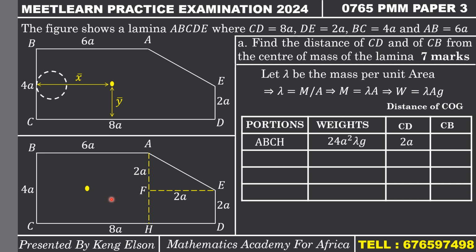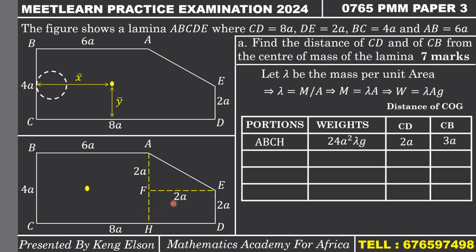We fill that in the table. Now, the distance from CB is a horizontal distance, which is 6a divided by 2, which is 3a. We fill that in our table. Now, we are done with that portion.